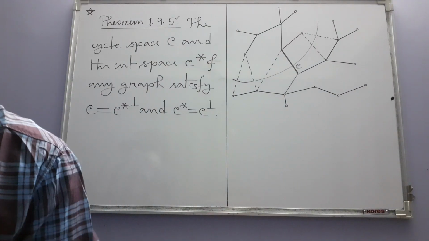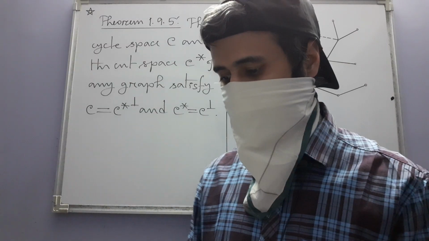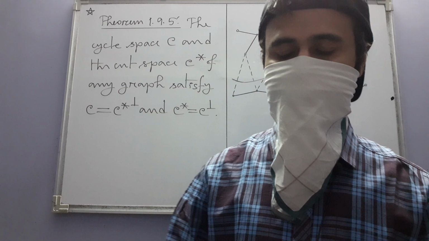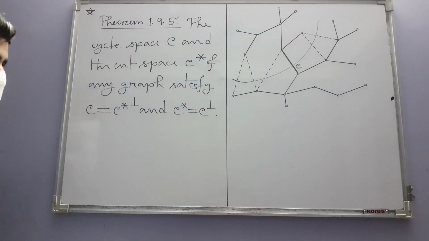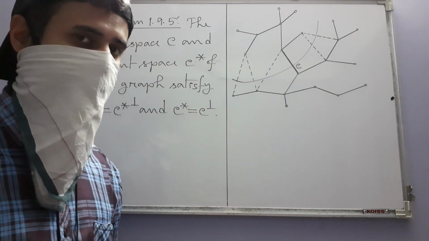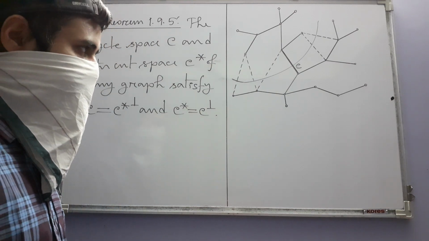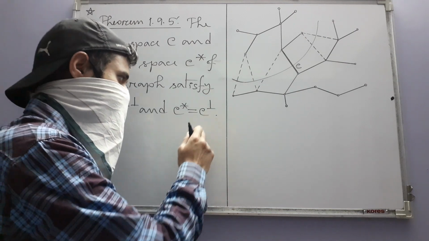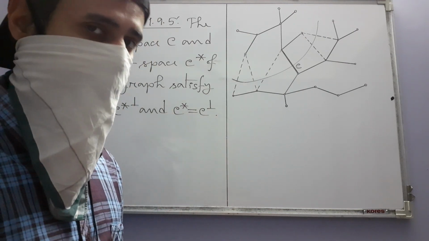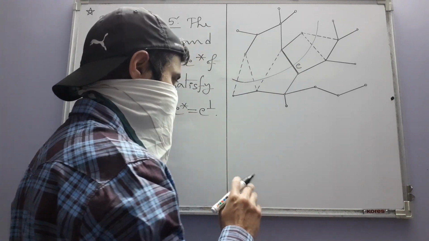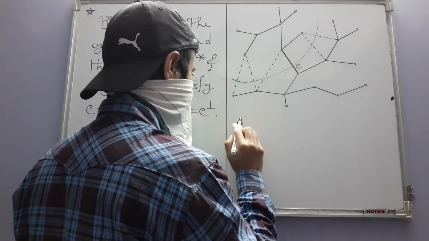Next, theorem 195. Now this one links the cycle space and the cut space of any graph. It states that they are orthogonal complements of each other. Now I am saying orthogonal complements, although this is not actually an orthogonal complement of a subspace, but something that is like an orthogonal complement.